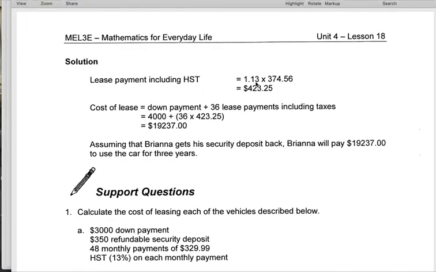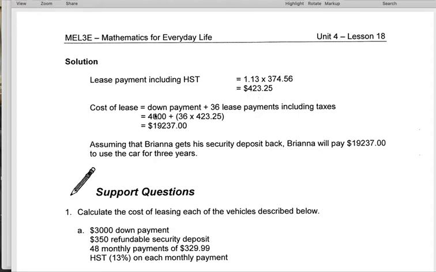So the lease payment including the HST, so this here is the price of the monthly payment plus adding in that HST, so 1.13 multiplied by $374.56 gives you a lease payment of $423.25 per month. So the cost of the lease is the down payment plus 36 lease payments that we calculated up here, including the taxes.